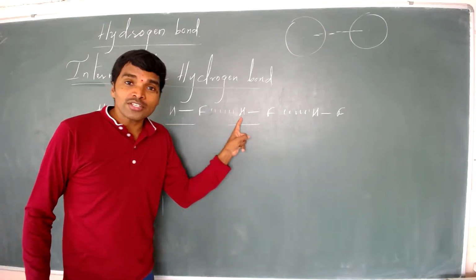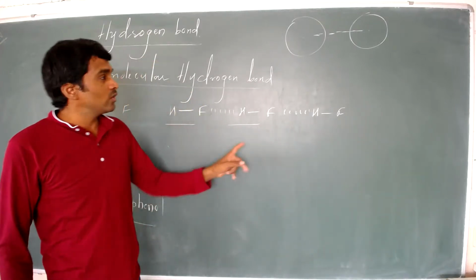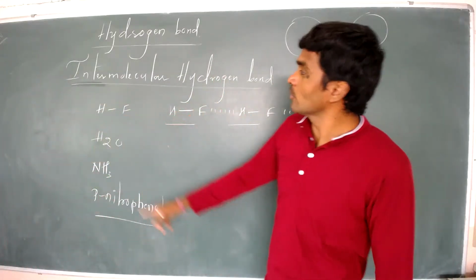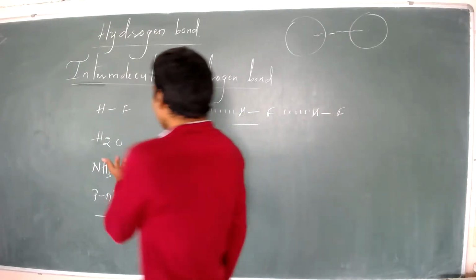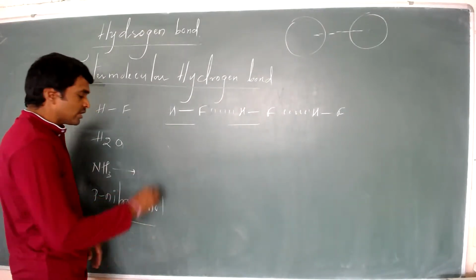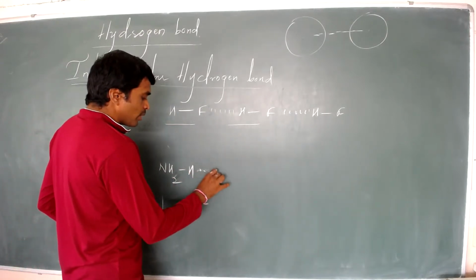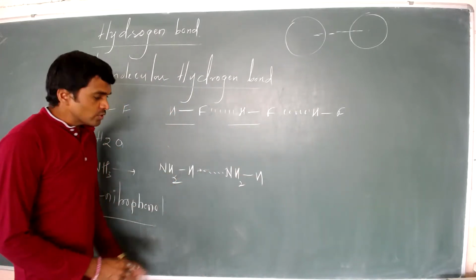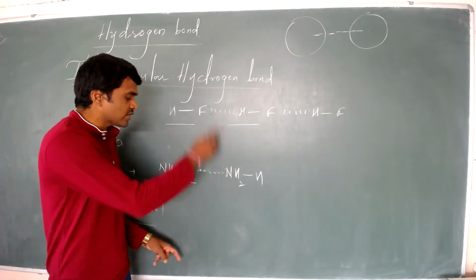Between the electropositive atom hydrogen and the highly electronegative atom fluorine, this is the hydrogen bond. If the hydrogen bond is formed in between two molecules, that is an intermolecular hydrogen bond. Here also, in ammonia, NH3, the hydrogen bond forms between hydrogen and the highly electronegative nitrogen, and it continues like this.